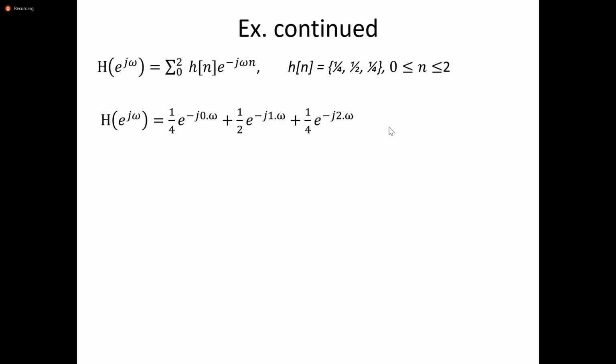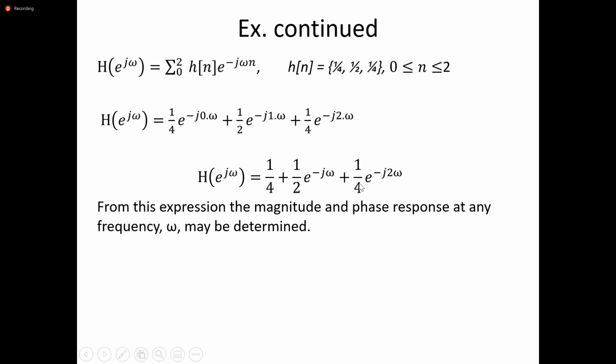Right, so I'll continue. We have plugged in the values. Here are our coefficients, quarter, half, quarter, and here our values of n going from 0 to 2. So next line. Clearly e to the minus j0 is going to be 1. So our first term here is a quarter, plus half e to the minus j omega, plus a quarter e to the minus j2 omega.